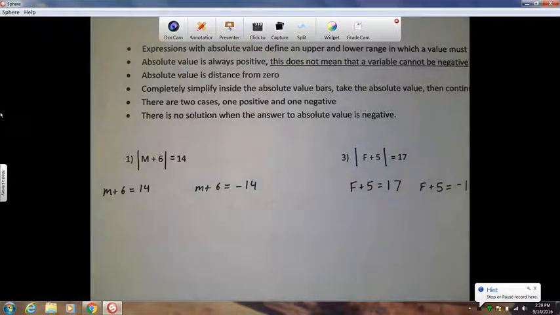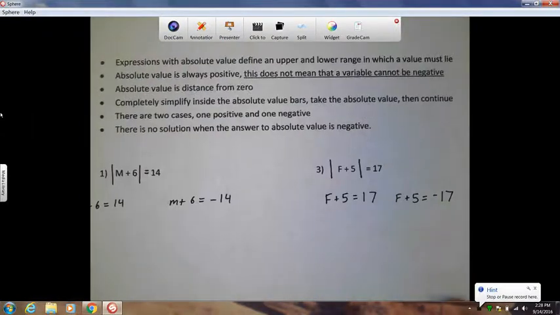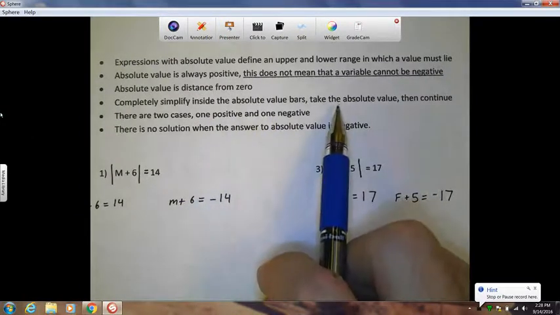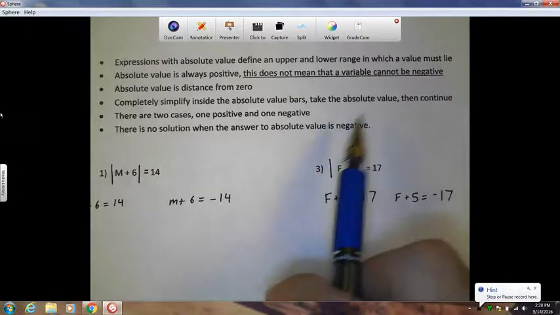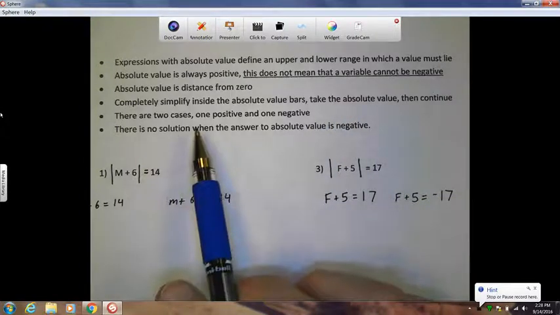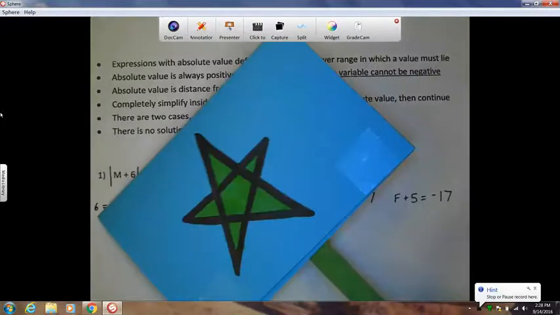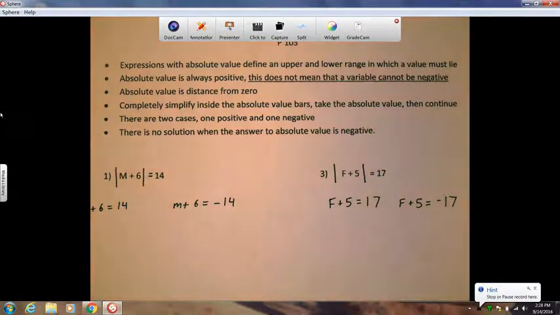Whenever you're solving absolute value, make sure you completely simplify inside the absolute value bars. Then take the absolute value, then continue. So make sure you follow that. There's 2 cases. So make sure you listen to this. There are 2 cases, one positive and one negative. And remember, there's no solution when the answer to absolute value is negative. So please re-watch this and review this part of the video, and then come back for part 2 where I work the problems.